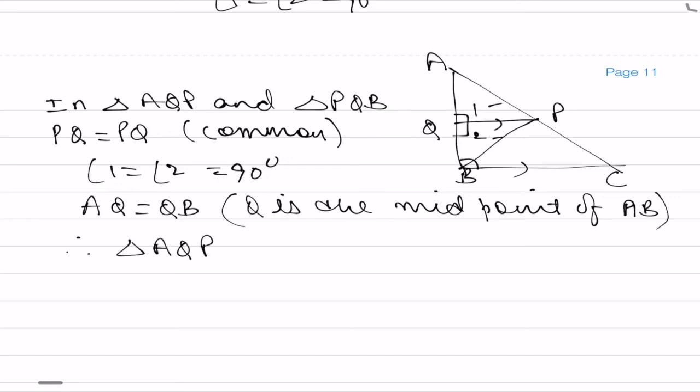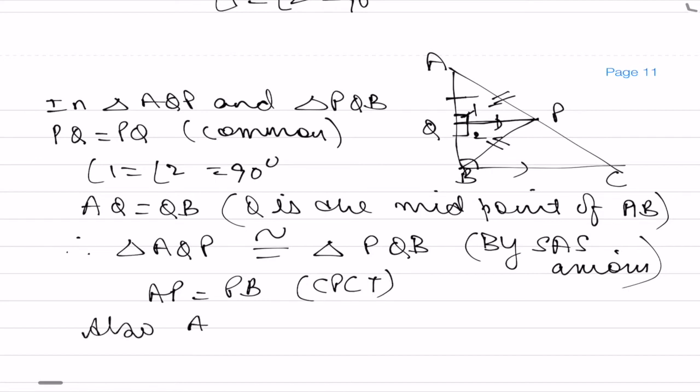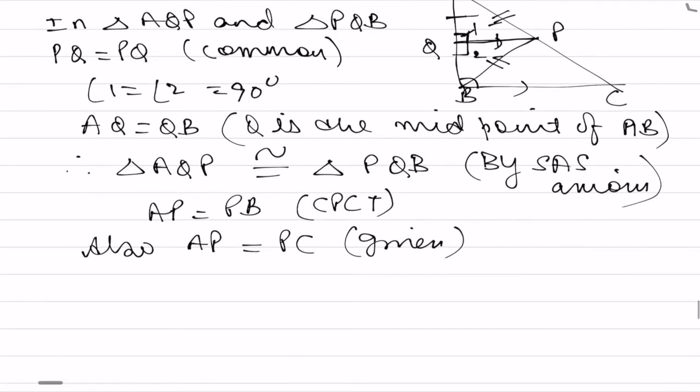Therefore, triangle AQP is congruent to triangle PQB by side, angle, side, by the SAS axiom. See, AQ is a side, 90-degree angle, and PQ is again a side. So, side, angle, side. So, why we have proved the congruency? So that AP and PB will be equal by CPCT. Also, it's given that AP is equal to PC. It's already given that P is the midpoint of AC. So, we can see that PB is equal to AP is equal to PC.